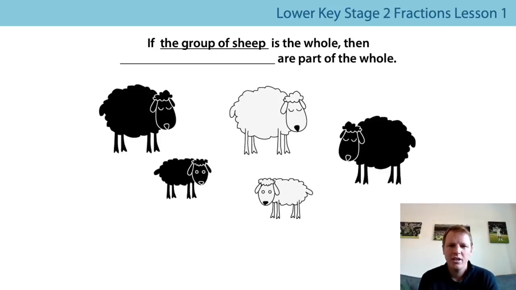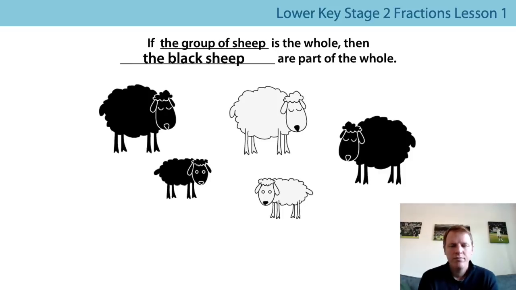Now, if that doesn't make sense, let me have a go. If the group of the sheep is the whole, then the black sheep are part of the whole. There's 3 of them, but they are still part of the whole. Pause the video and see if you can identify another group of objects that is a part of the whole.